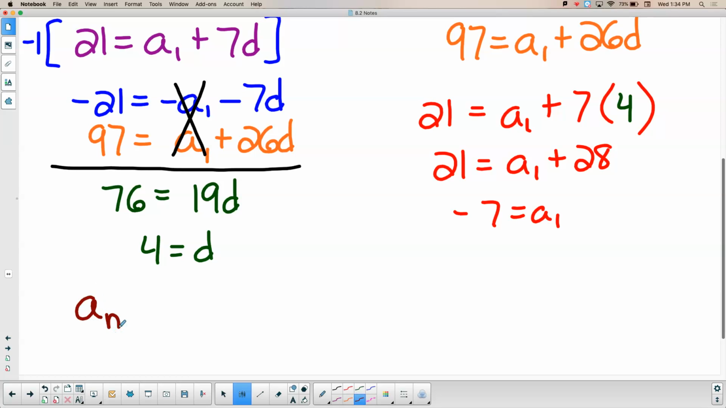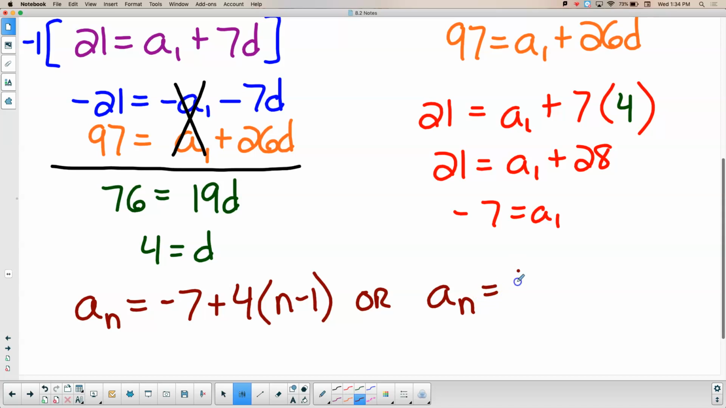a sub n equals negative 7 plus 4 times the quantity n minus 1. Yep. Or if we wanted to, we could write that as a sub n equals 4n minus 11.